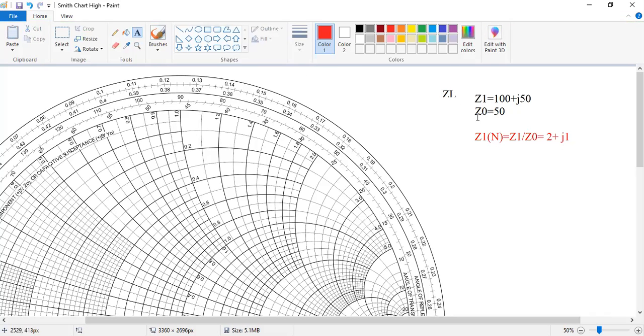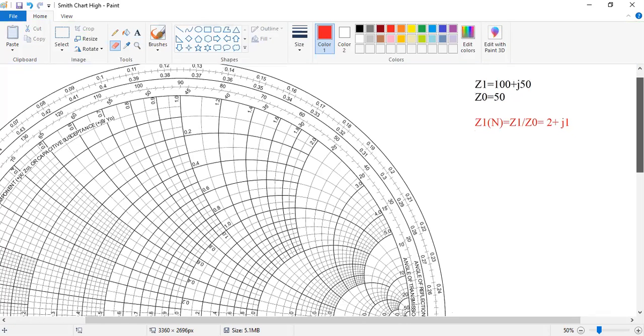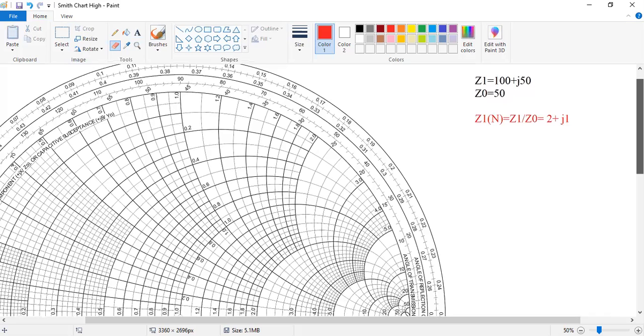Will Z0 be given in the question, or do we have to assume any number depending upon the question? It will be given in the general case. The Z0 is almost always 50, or sometimes it is 75 ohm. Generally the characteristic impedance is given, and in most cases, for standard instruments, it is 50. So if it is not given, you can assume it as 50. Okay, so this is the point that you have to locate and plot.